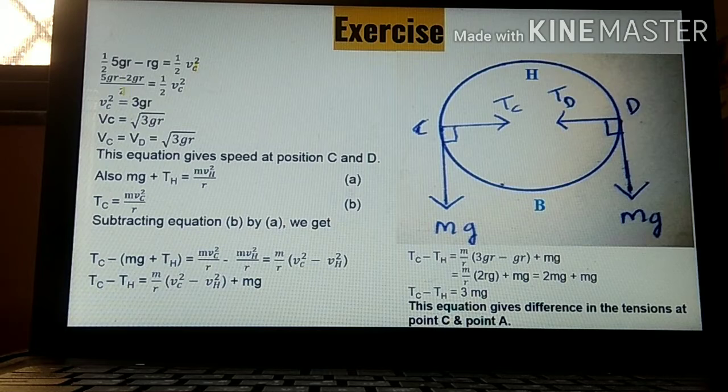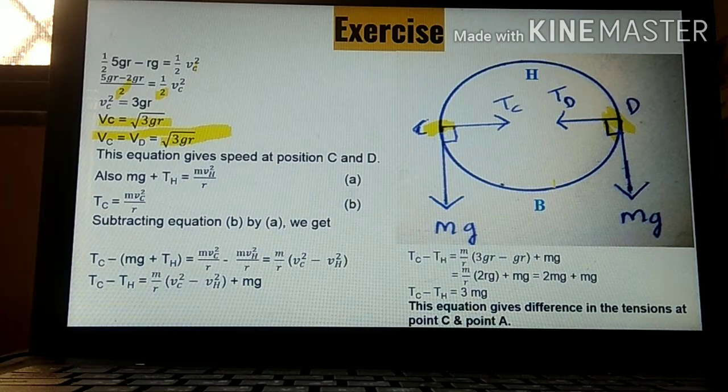Over here 2 is there in the denominator, over here also 2 is there. So 2 and 2 will get cancelled. So ultimately vc square is equal to 3gr. So vc is equal to under root 3gr. Velocity at this point and this point will be the same, as both are midpoints. So velocity at this point is given by under root 3gr. This equation gives the speed of the particle at points C and D both.